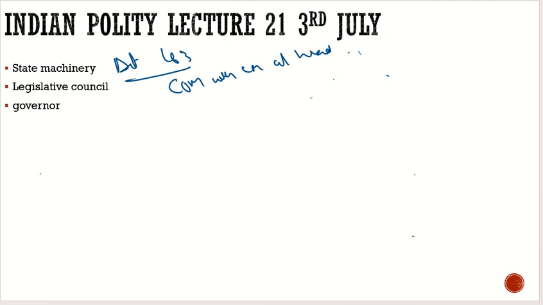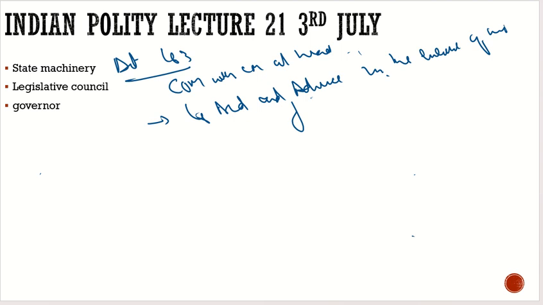What would be the function of the council of ministers and chief minister? The function would be to aid and advise in the exercise of his function. Is it mandatory? Is it binding? Is this aid and advice binding on the governor?